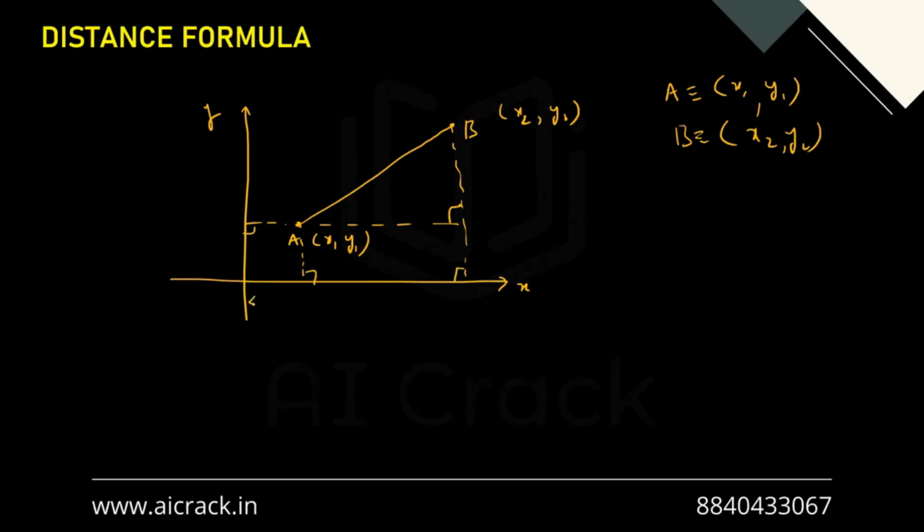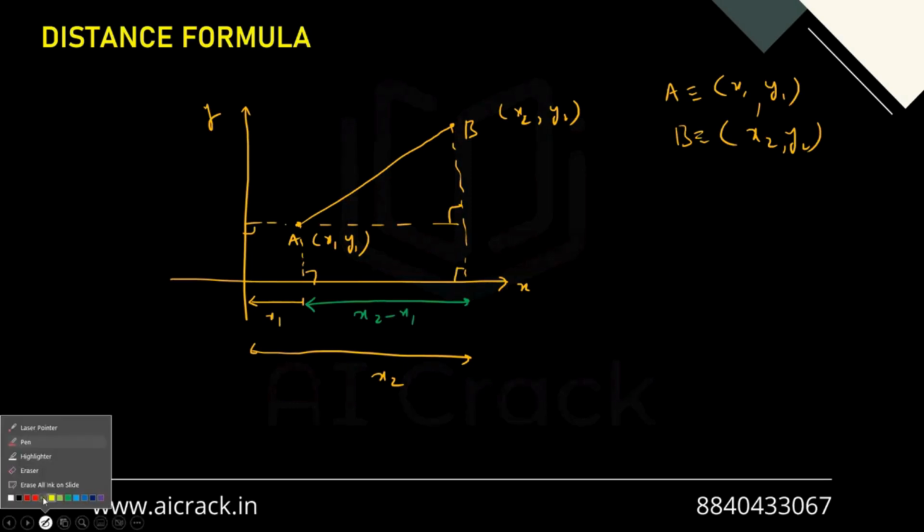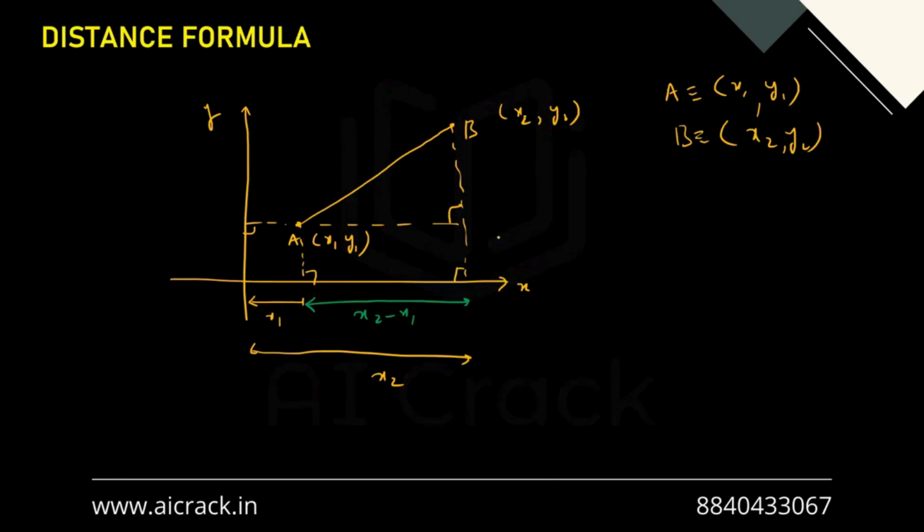Now I can clearly see that this distance is x1 and this distance is x2. So basically this distance is x2 minus x1. Similarly, this distance is y1 and this distance is y2. So basically this distance would be y2 minus y1.